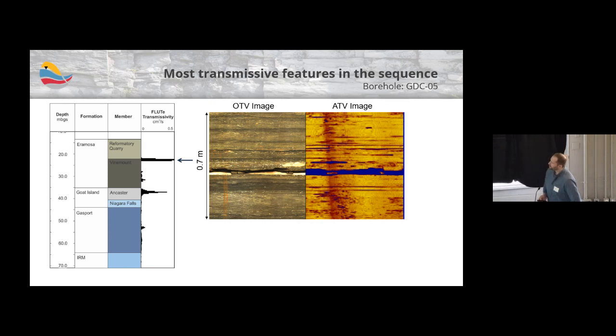And to set the stage a little bit, this is the lithostratigraphy from that GDC5 borehole on the left there. You can see we have primarily the Aramosa, Goat Island, and Gasport formations. There might be a little sliver of Guelph at the top here, but we might need to get Frank Brenton out to take a look at that core to help us distinguish that.